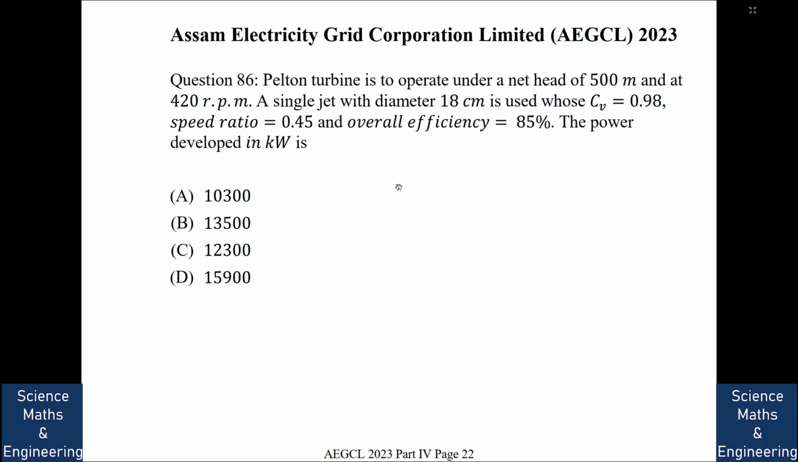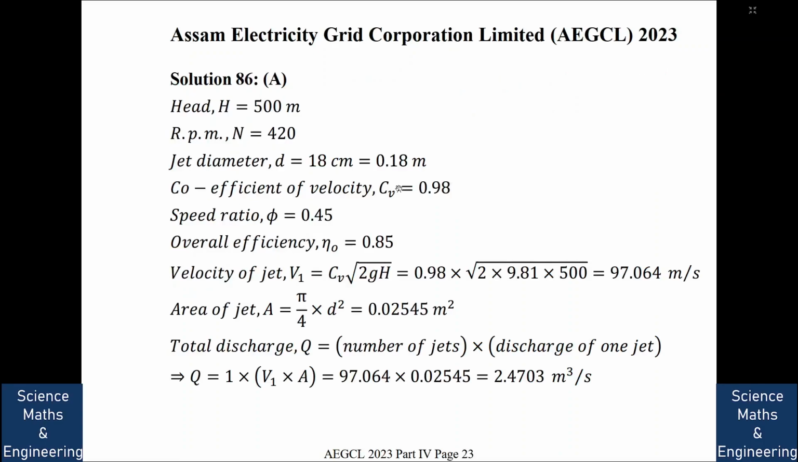So next question. Pelton turbine is used to operate under a net height of 500 meter and at 420 rpm. A single jet with diameter 18 centimeter is used, whose CV is equal to 0.98. Speed ratio is equal to 0.45 and overall efficiency is equal to 85%. The power developed in kilowatt is, so the answer is, it is A. So let us see how we get it.